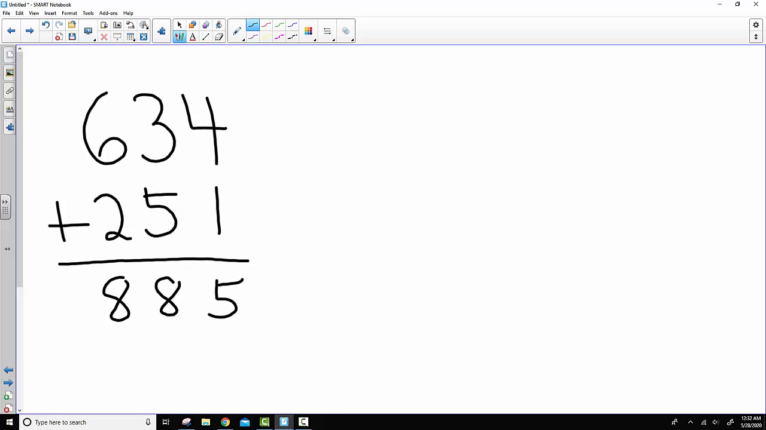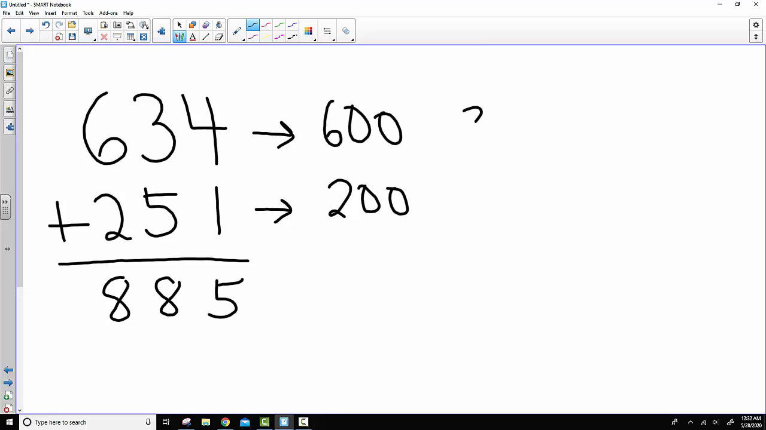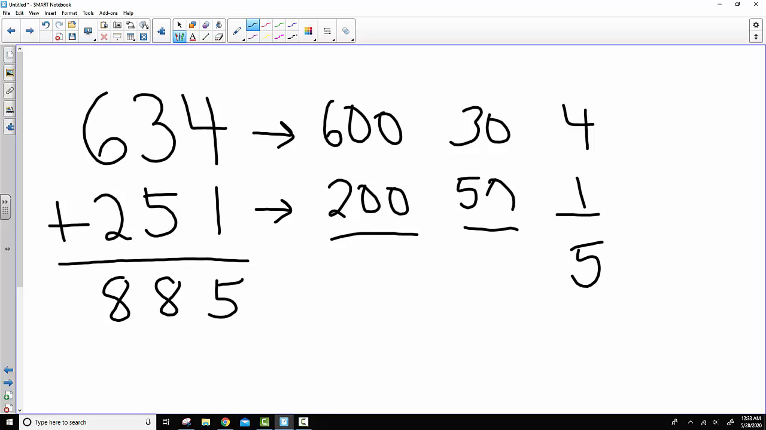However, one might find it necessary to expand these numbers to make easy addition. So now let's look at the hundreds column, and we see that we would add 600 to 200. In our tens column, it would be 3 tens or 30, adding to 5 tens or 50. And then in the ones column, 4 plus 1. Now we can add these numbers together. The ones column, 4 plus 1 is 5. 30 plus 50 is 80. And 600 plus 200 is 800.